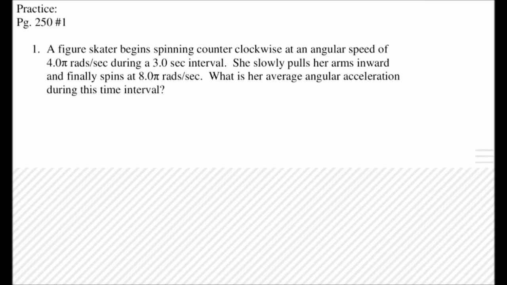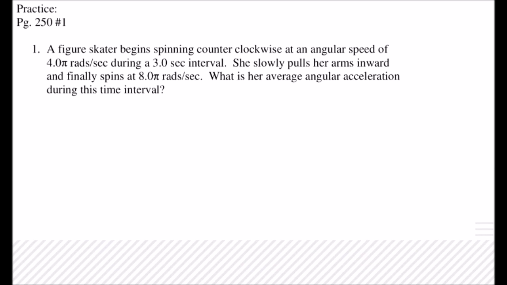Okay, so here's a question. A figure skater begins spinning counterclockwise at an angular speed of 4.0 pi radians per second during a 3.0 second interval. She slowly pulls her arms inward and finally spins at 8.0 pi radians per second. What is her average angular acceleration during this time interval?